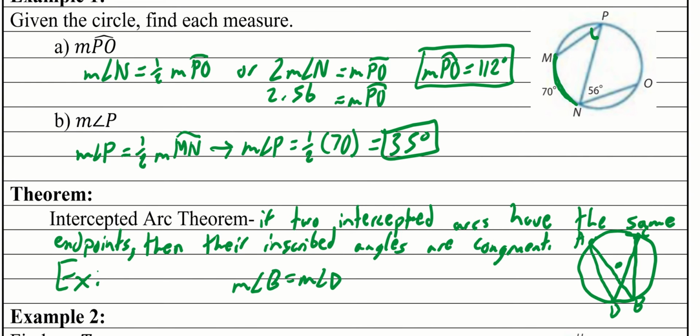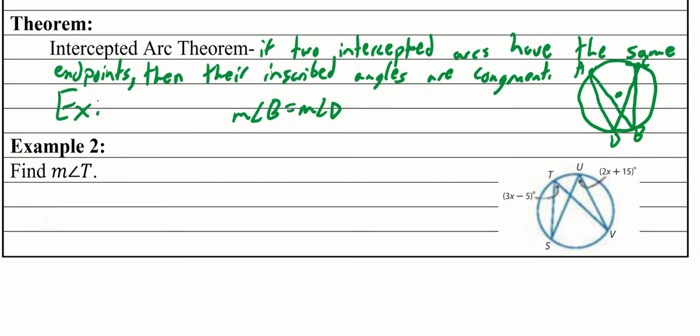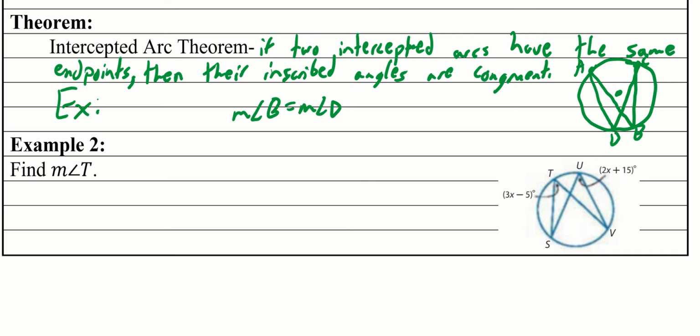All right, example 2, practicing this a little bit. Let's say we're looking at this kind of circle here, and we see a similar kind of picture to the one that we just drew. I see that I have two angles, angle T and angle U, and they both have the endpoints of SV. So what does that mean about them? It means that angle T and angle U are going to be congruent. So if I want to solve for x, I just need to set these equal to each other: 3x minus 5 equals 2x plus 15.